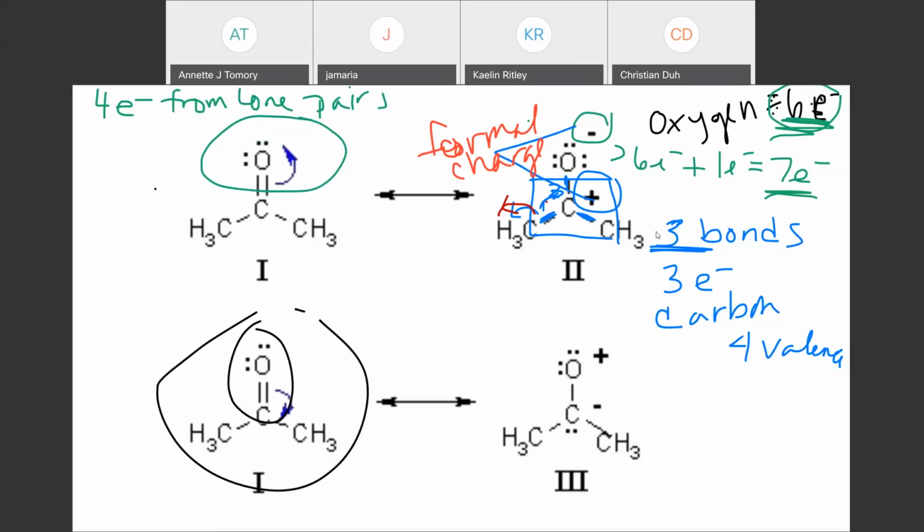All right. Now, how many bonds does it have? 2. It has a double bond, so that's 2 bonds. So they get 1 dot or 1 electron from each one of those bonds when we're doing the formal charges. So how many electrons are coming from those bonds? 1 each. So we have 1 electron each.